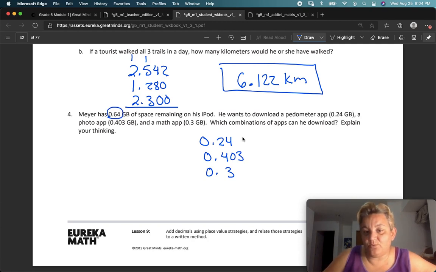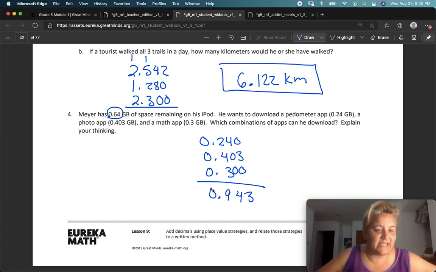Well, he could download one of any of them, right? Because he could download just that one, or just that one, or just that one. All of those numbers are smaller than this number, right? But if we add them all together, and I'm going to add those zeros in, 3, 4, 6, 7, 8, 9. He can't get all 3. He cannot. So that's not going to work, okay?